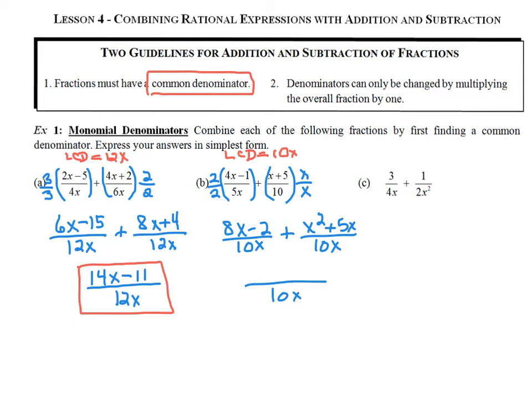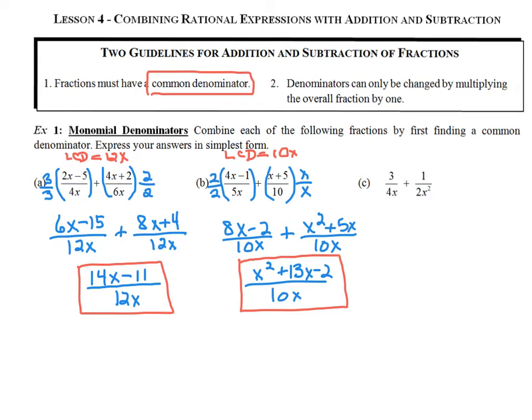I add together the numerators. So I'm going to put this in standard form, so start with the x squared term. 8x plus 5x gives me 13x, and then I'll have a negative 2. Again, this numerator is not factorable, so there's no simplification I can do. I can never cancel off just an x because the numerator is a polynomial.